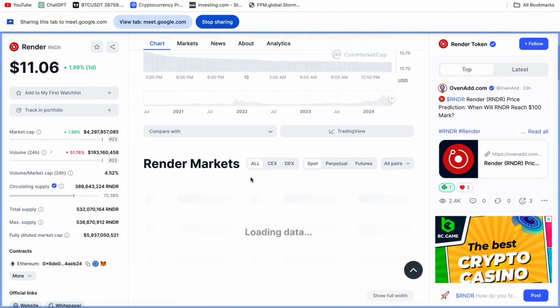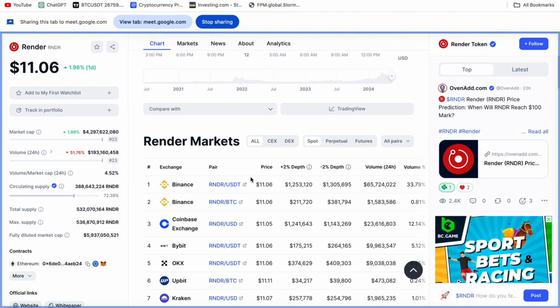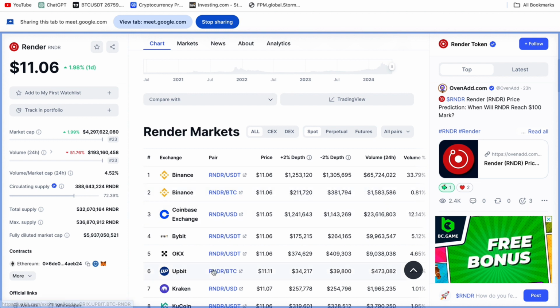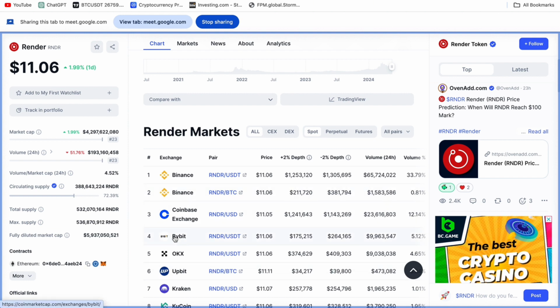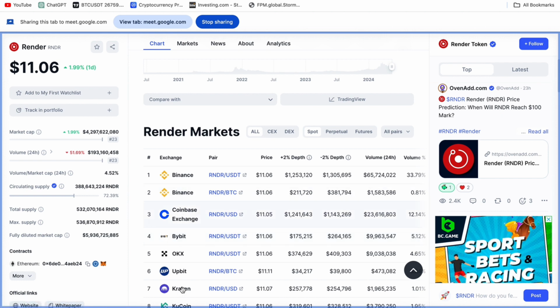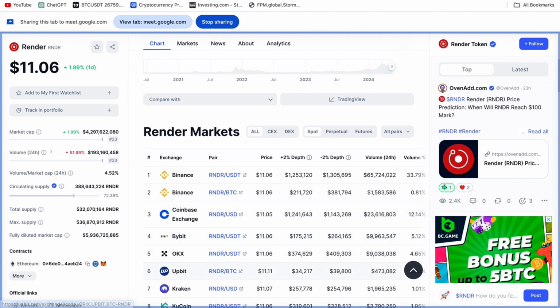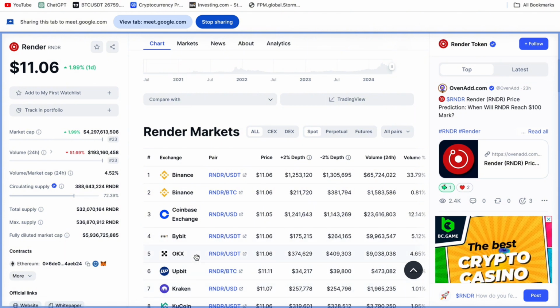When you scroll down, they are going to tell you where the token is currently listed. And I'm saying that before you trade a coin, make sure it's listed on the major exchanges. You can see the token is on Bybit, Coinbase, Binance, and OKX. So that means this is a legit coin. You can invest in it, and you can also use leverage.